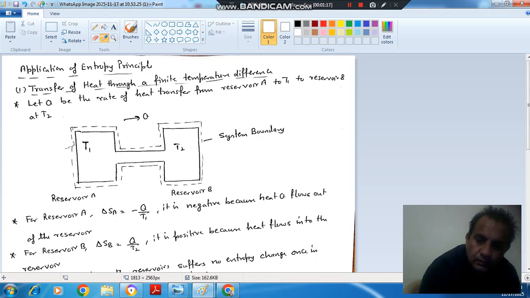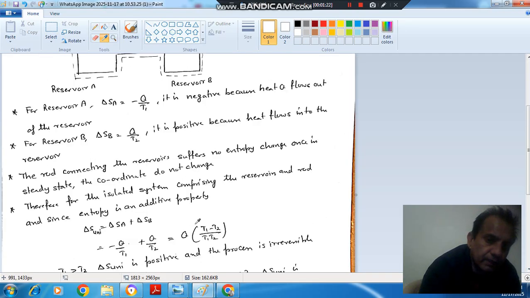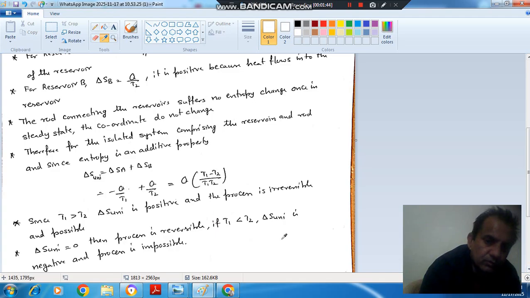So entropy change of universe is entropy change of A plus entropy change of B. That is minus Q by T1 plus Q by T2, or Q times (1/T2 minus 1/T1). So here if T1 is greater than T2, then S universe is positive and the process is irreversible and possible.